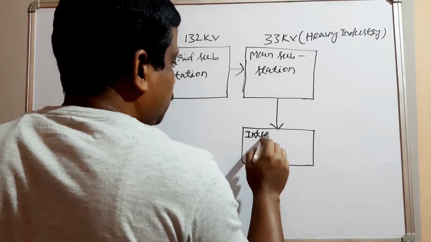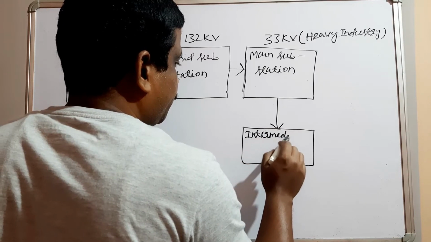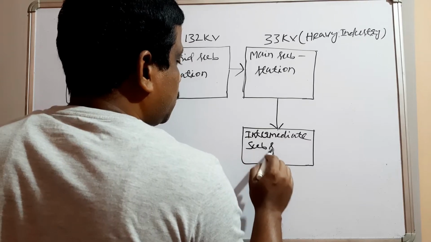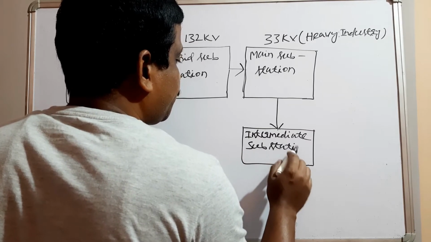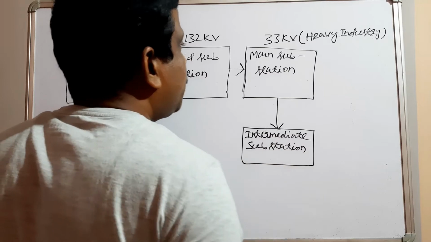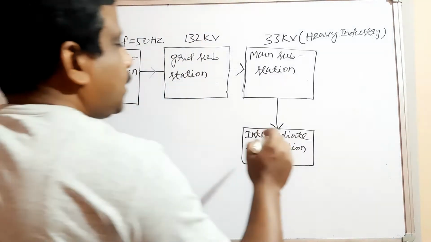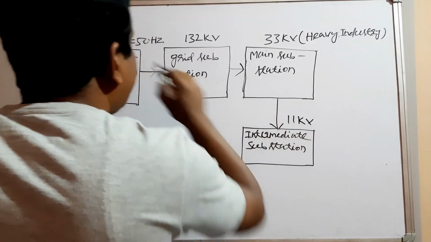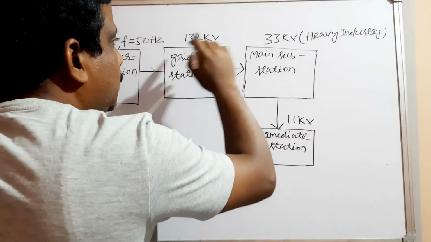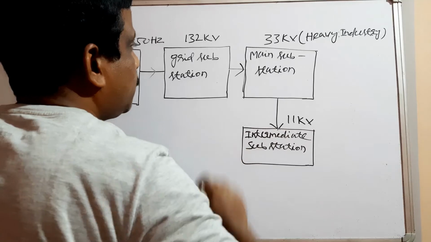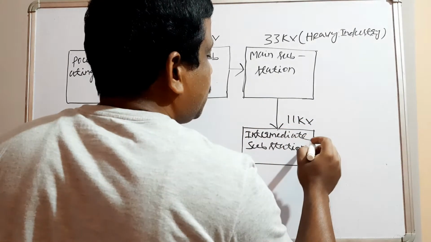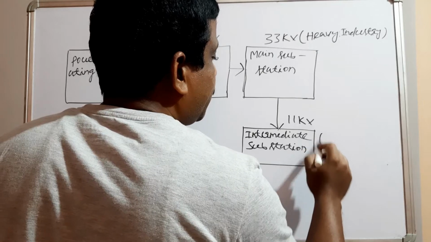In the intermediate substation, it is again reduced to 11 kV. Why? Because at 11 kV electric current is supplied to light industry.